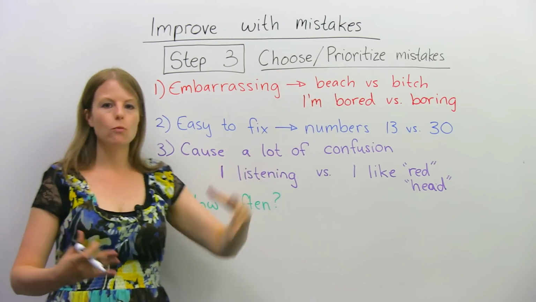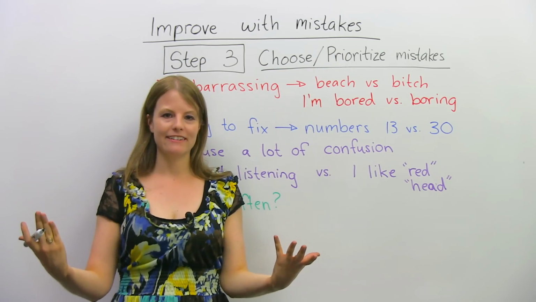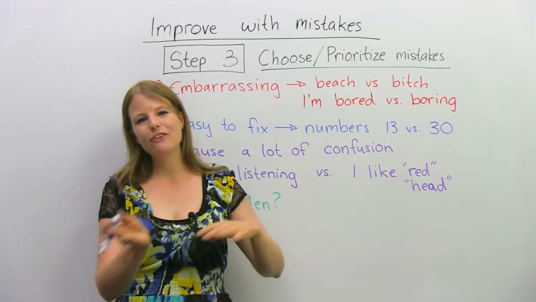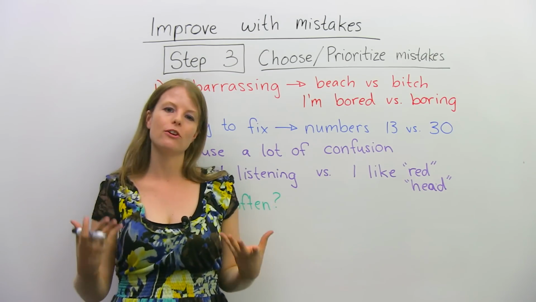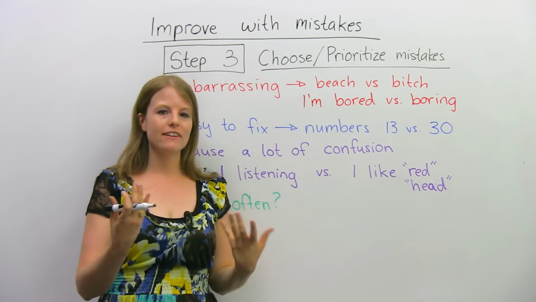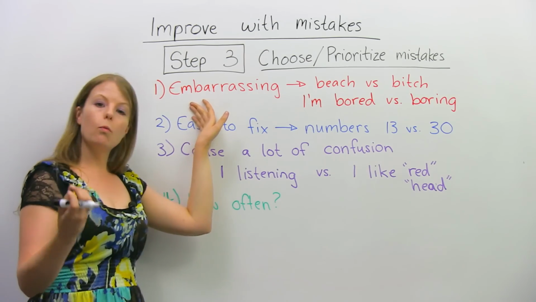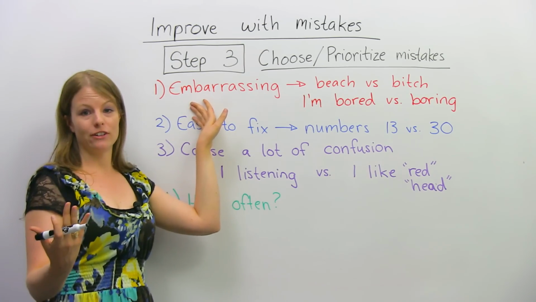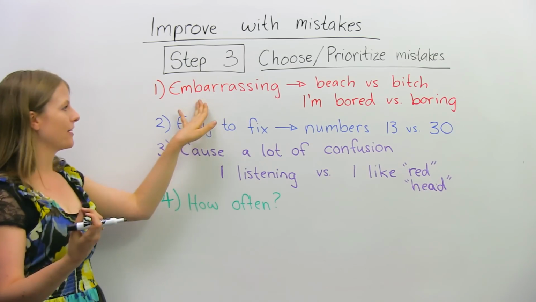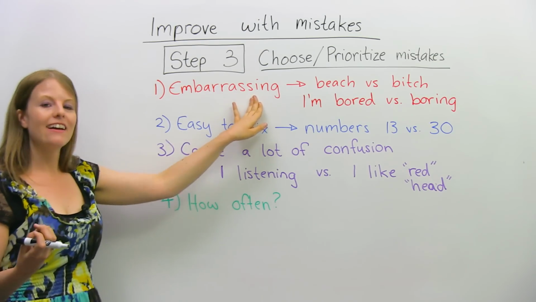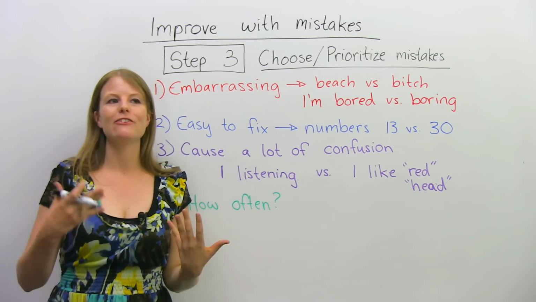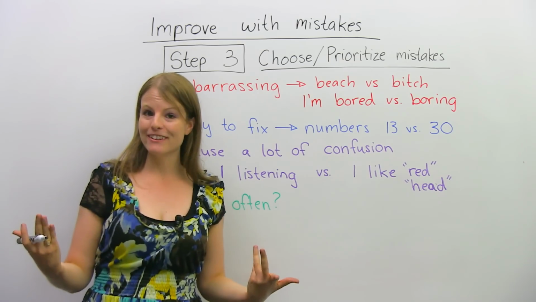So what I recommend is choose a mistake you want to work on. Prioritize the mistakes. Which are the most important mistakes to fix, and which mistakes can you fix later? They're not so important right now. Okay, so for example, one mistake I think is the most important to fix is any mistakes that are very embarrassing.